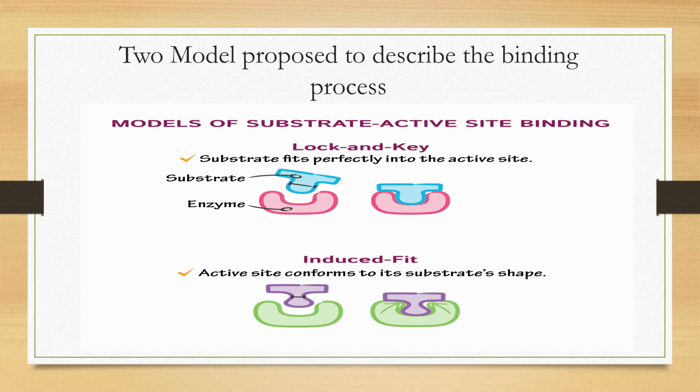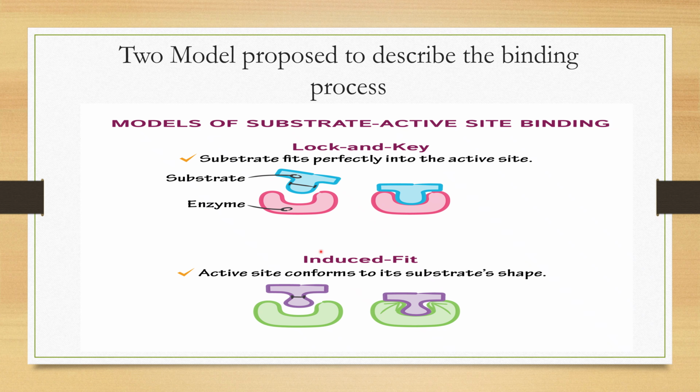Two models have been proposed to show how your substrate binds to the active site of your enzyme. The first model is the lock and key model, which states that the active site of your enzyme does not undergo any conformational changes. That is, the substrate fits exactly to the active site of your enzyme to form the enzyme substrate complex. So it is just like a lock and key. The enzyme is not undergoing any conformational change. The active site is exactly complementary to the substrate.